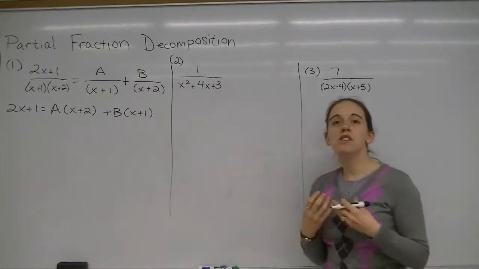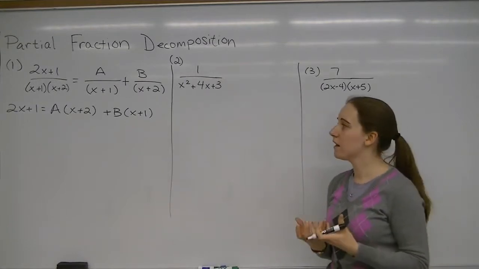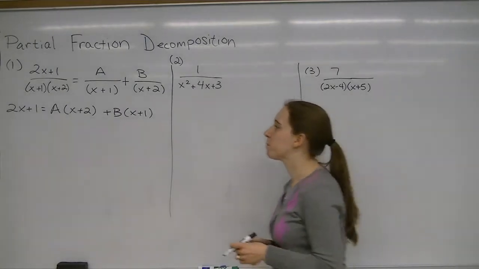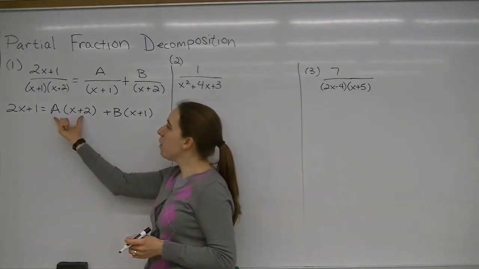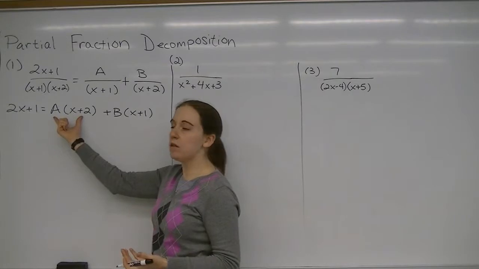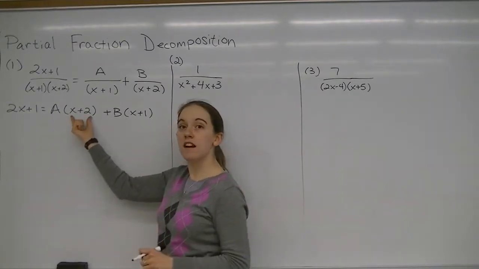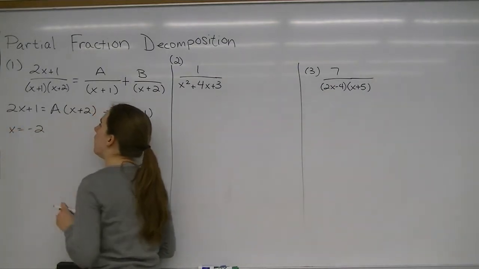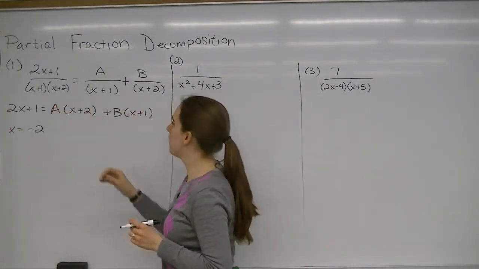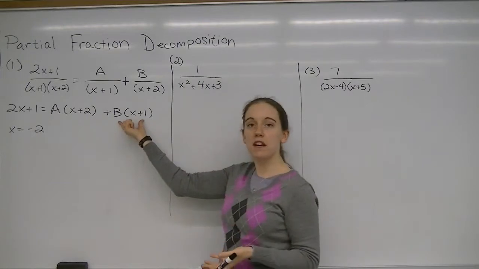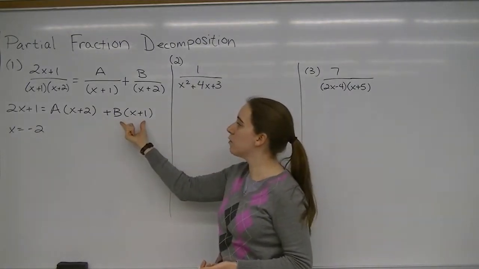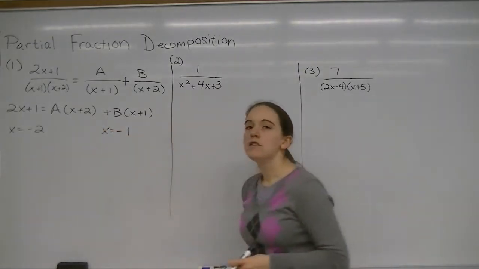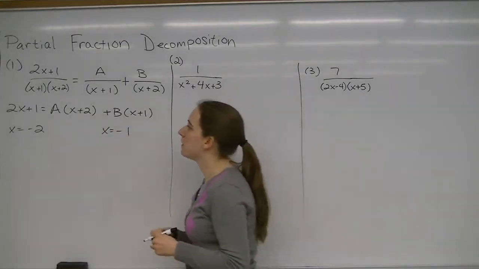Now I want to strategically choose specific x's to make my life easier when I'm trying to find A and B. If I want this term to be 0, I can make this 0 by letting x equal -2. That'll make this whole term disappear. I can do the same thing over here by letting x equal -1. Then this term will disappear. So let's try each of those, see what happens.